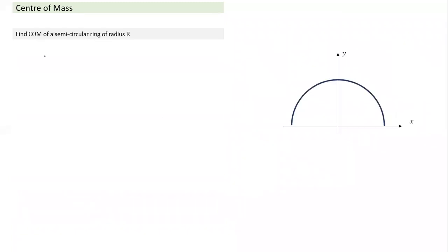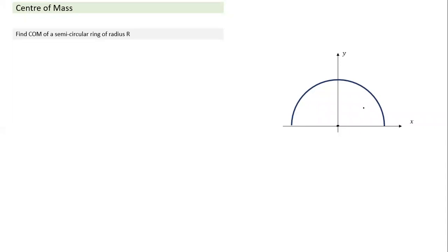Let's try to understand how we calculate the center mass of a semicircular ring of radius r. Whenever nothing is mentioned, we have to assume the ring is uniform, unless mentioned otherwise. Here we have taken the coordinate system with the origin coinciding with the center of the circular ring, and this is the axis, how it is placed.